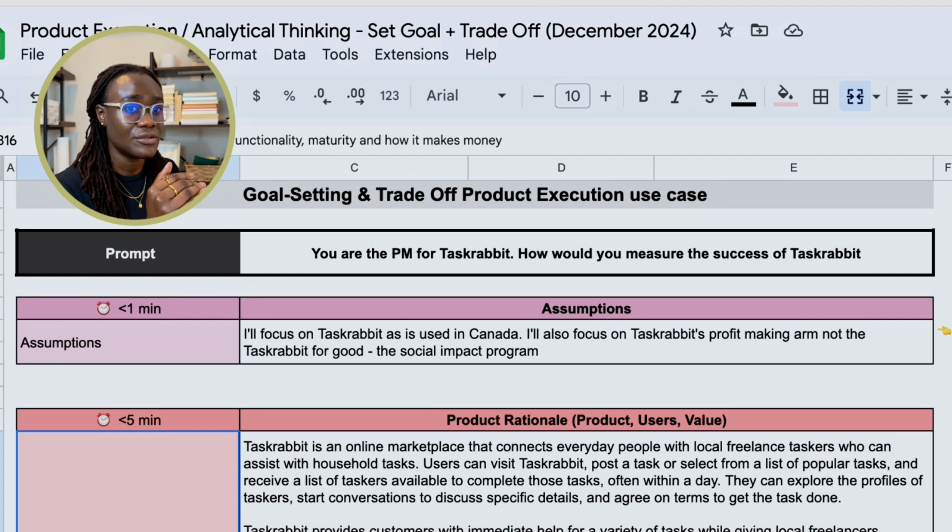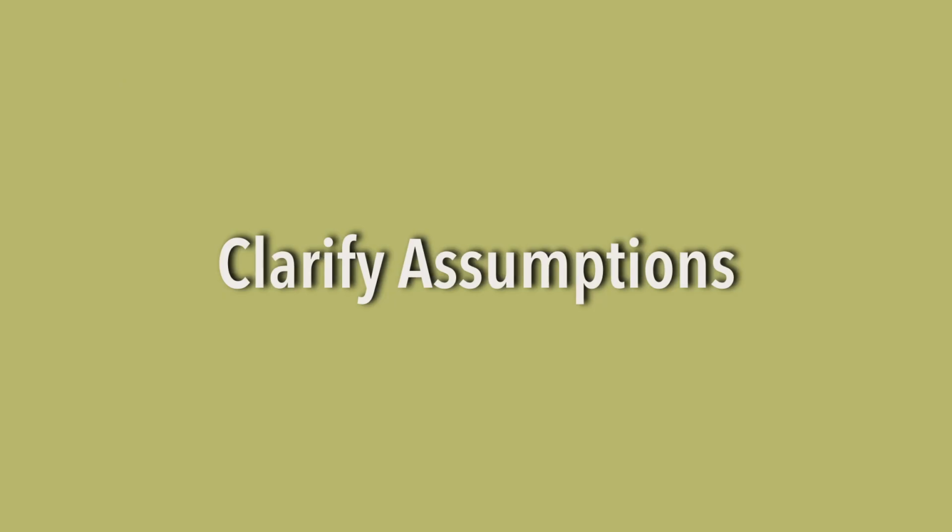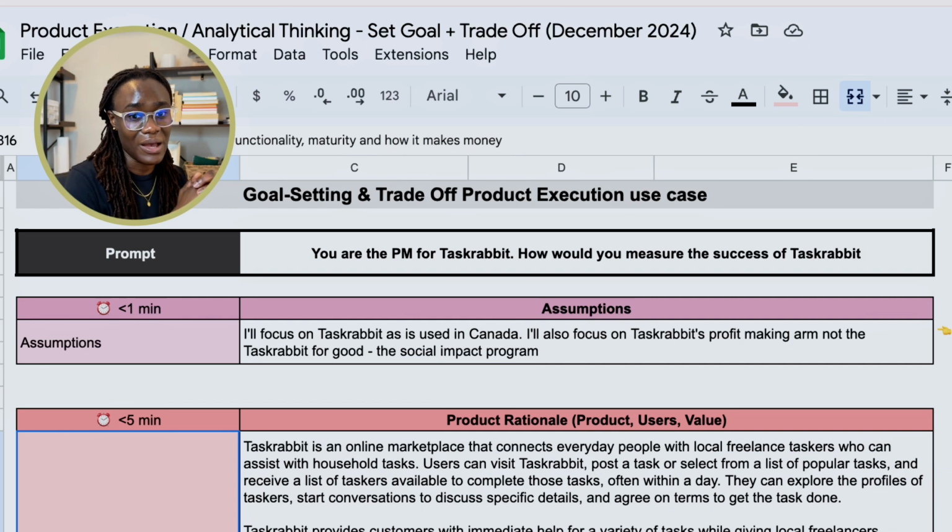In a typical scenario, you want to clarify some of the assumptions that you may have about this scenario. For example, TaskRabbit is a global application that is used in Canada, in the US, and I think in the UK as well. So you want to probably clarify where you'll be focused on. And in this case, I'll focus on TaskRabbit as it is used in Canada. And I'm also going to be focusing on TaskRabbit's profit-making arm, not necessarily the TaskRabbit for Good, which is a social impact program for volunteering and not for profit.